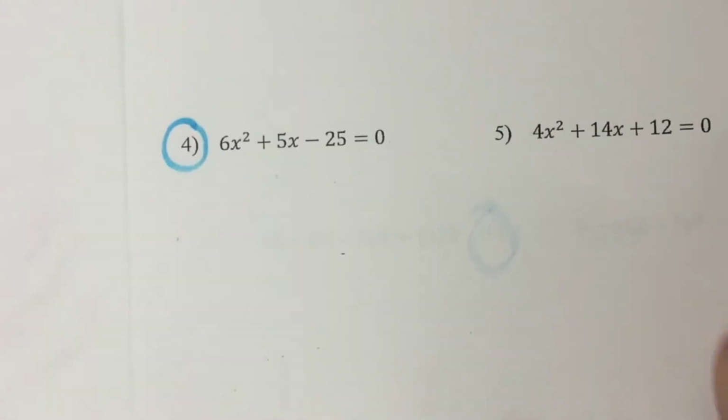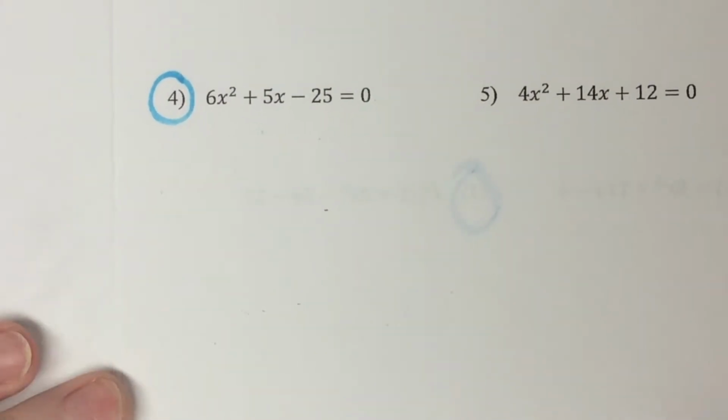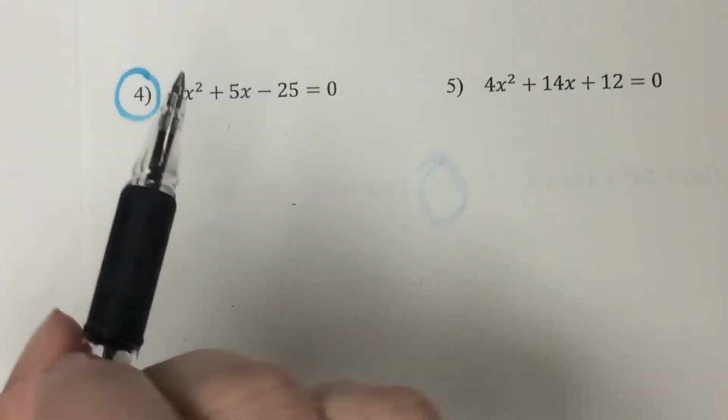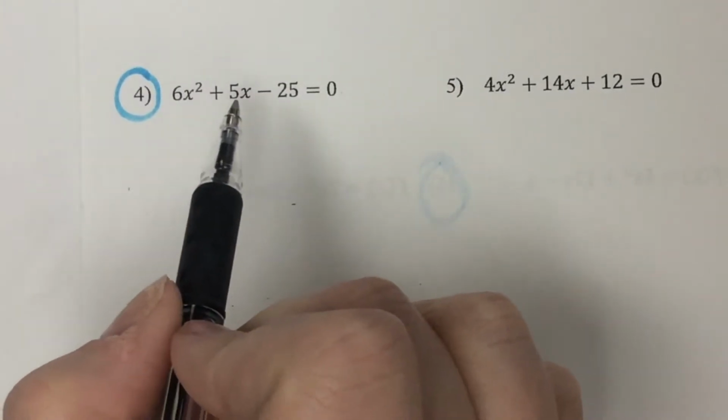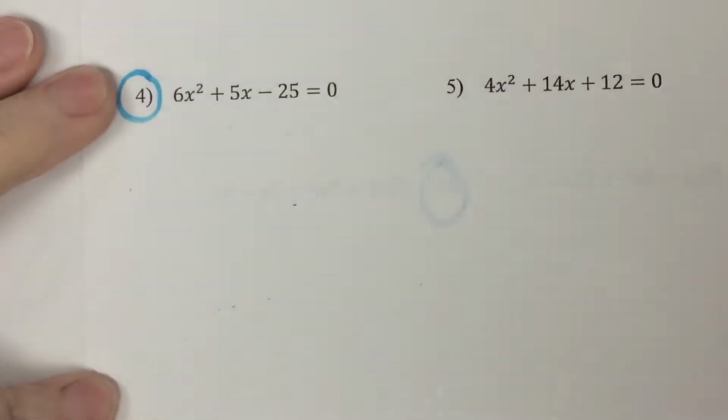Moving on. Number 4. All right, we have a leading coefficient that is not 1. This time it is 6. So first and foremost, always look to see if you can factor out a GCF. In this problem, it doesn't look like I can. 5 is prime, nothing will go into there. 6, 25, yeah, there's no common factor. So we're going to have to use the diamond method for this one and then factor by grouping.